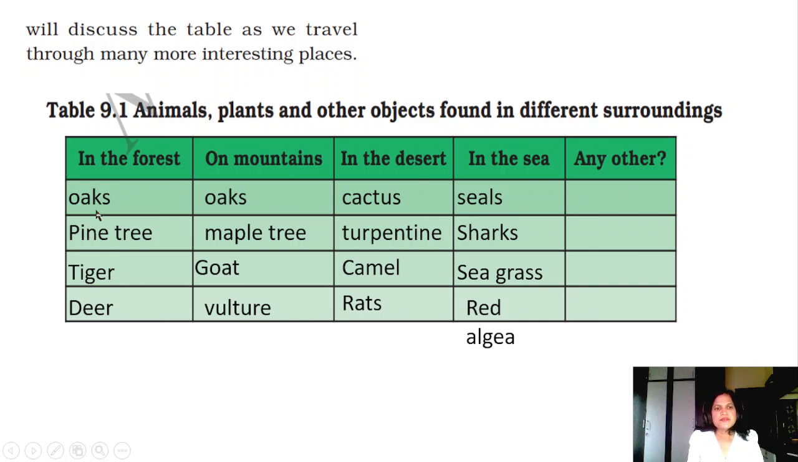In the forest, oak trees and pine trees are there, and tiger and deer are the animals that live there. On the mountains, oak trees and maple trees are there, and the animals are goat and vulture. In the desert, cactus and turpentine are the plants. Then camel and rats are the animals that live in the desert. In the sea, seals and sharks are the animals that live in the sea. Seagrass and red algae are the plants.